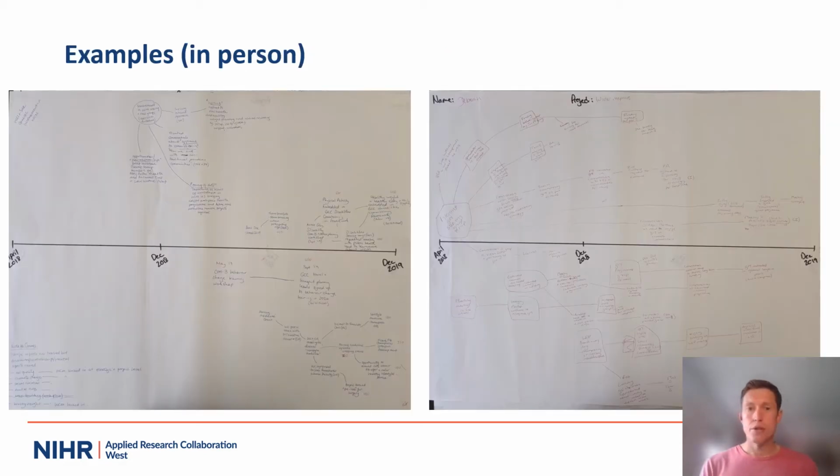This is what some really simple examples look like, and they may look like this if they're done on paper. You can see really clearly in the middle the timeline, and then the information above and below the timeline are some of the activities and the impact associated with a couple of different projects.